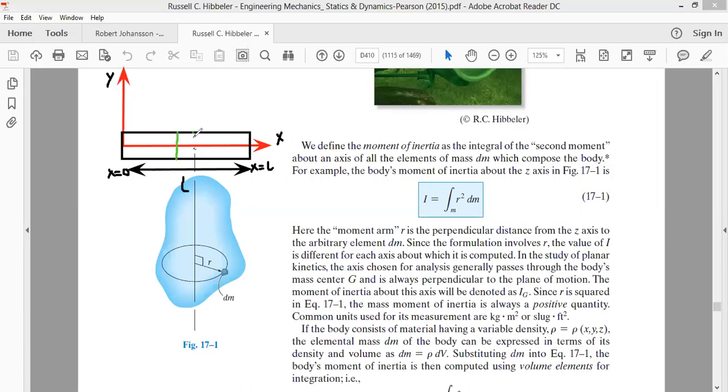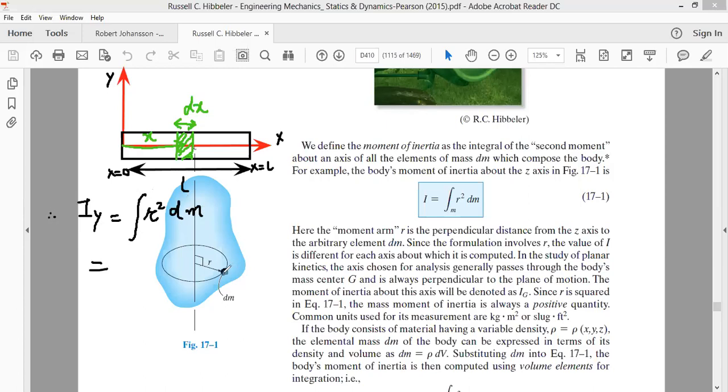Take a very small element, such that its length is very small. Let's call this length dx, and let's suppose that this element is at a distance x from the y-axis. Therefore, using the definition, we know the moment of inertia about the y-axis is given as the integral of r square dm. I will write the definition first.